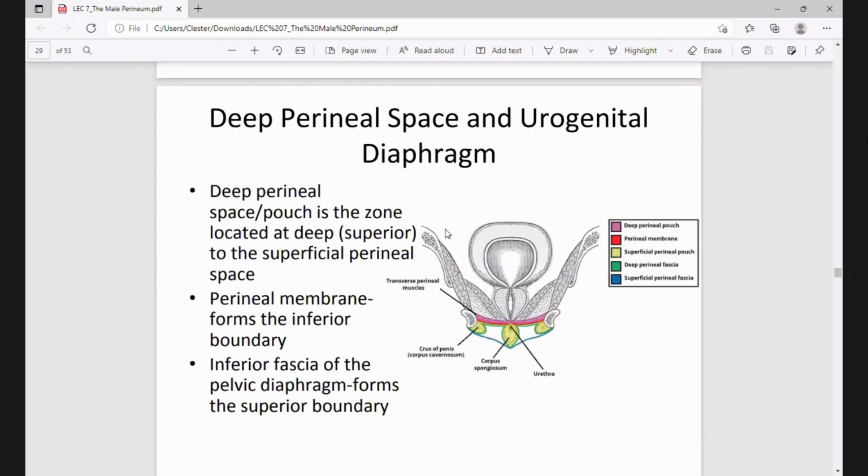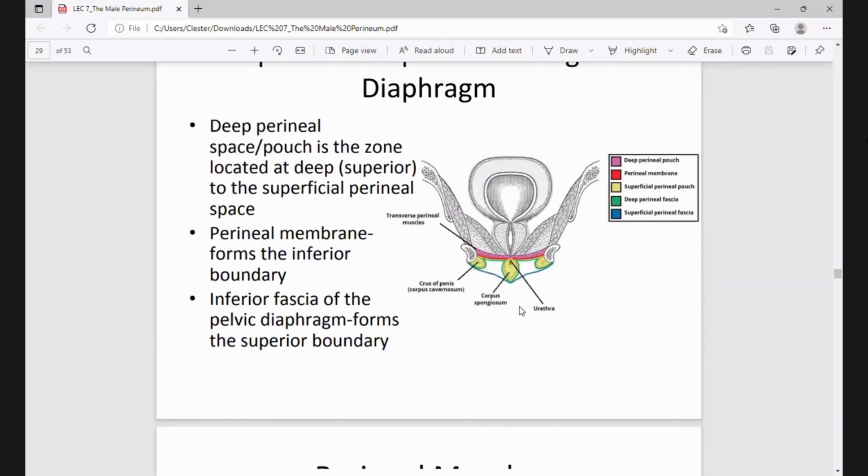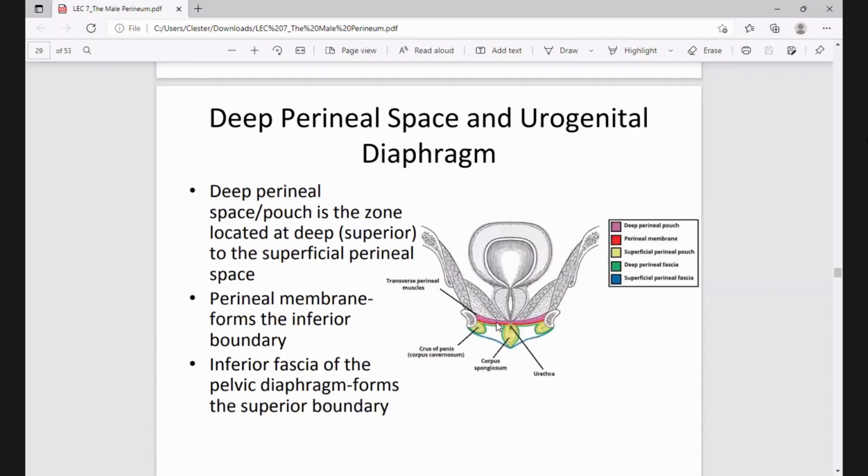Now, what about the deep perineal pouch? When you penetrate or open the perineal membrane, you will now enter the very narrow deep perineal pouch. The deep perineal pouch is the zone located deep to the superficial perineal space. The perineal membrane forms the inferior boundary of the pouch. The superior fascia of the pelvic diaphragm forms the superior boundary. So ito yung deep perineal pouch.